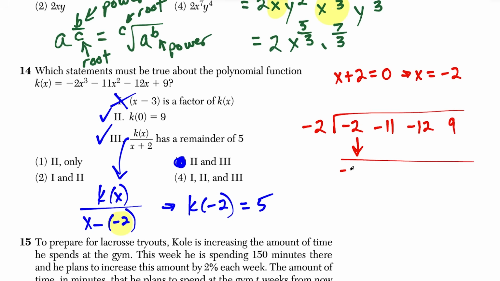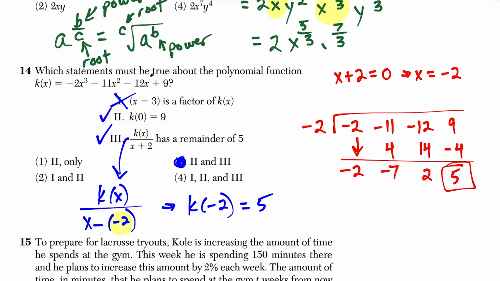And now I'm going to do the division here. So we're going to bring down the minus 2. Minus 2 times minus 2 is positive 4. And I have negative 11 plus 4 is negative 7. And now I do negative 2 times negative 7 is positive 14. And when I add these numbers, negative 12 plus 14 is 2. And then I have negative 2 times 2 is negative 4. And if I do 9 minus 4, I get 5. And this is my remainder.